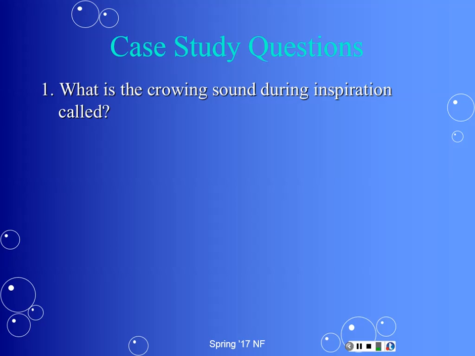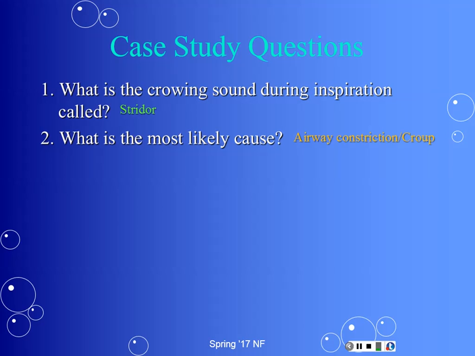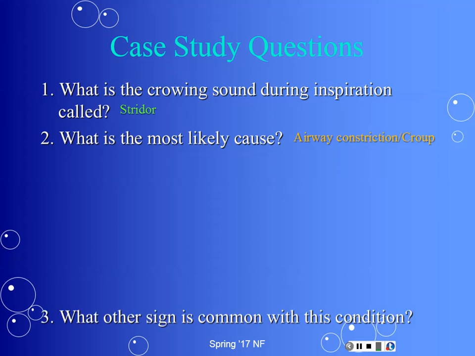What's the crowing sound during inspiration called? Stridor. What is the most likely cause of stridor? Upper airway obstruction, be it choking, be it croup, it's airway constriction. With this kid, because of her history, the URI, the fever, that kind of stuff, we worry about croup.